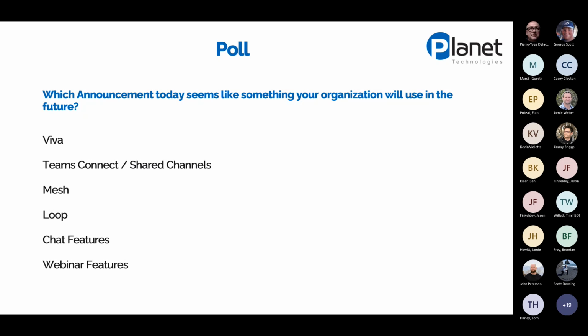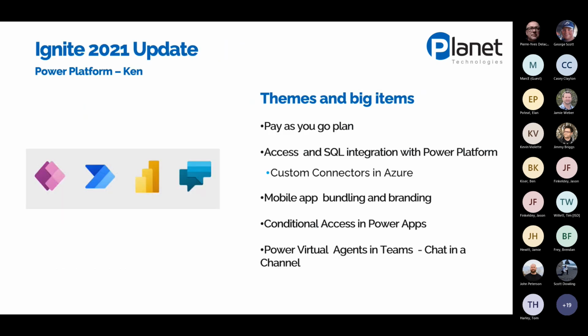So just wanted to give you kind of a view and look. Looks like we have a lot of interest in Viva and Teams Connect, obviously. Thanks for participating in that poll. There's a good interest in Teams Connect, a decent interest in all the other items like Mesh and Viva and webinar experience features. So a good smattering, got 15 responses. That's pretty good.